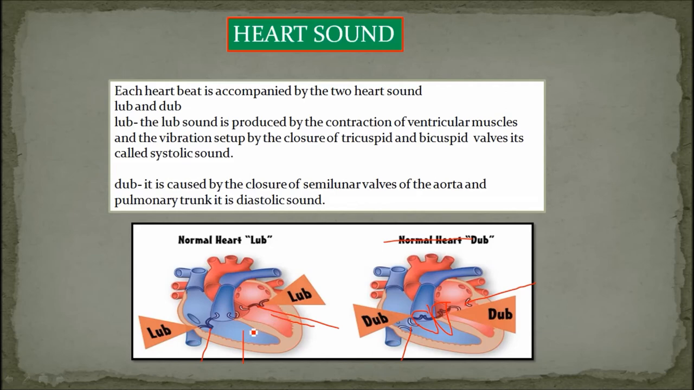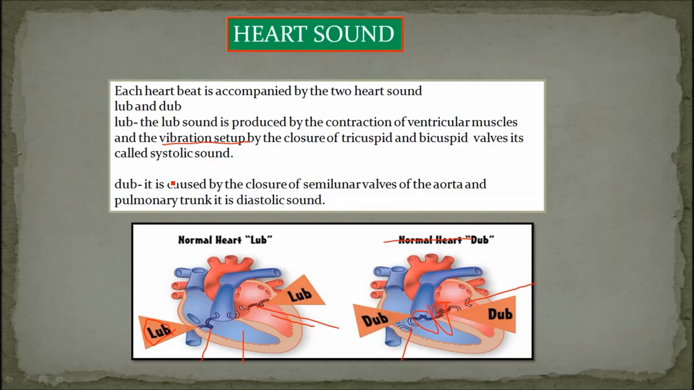Automatically, these two valves are closed. When the two valves close, that is the time the vibration is set up, and one of the vibration sounds arises. That is known as lub. Clear? Lub means the closing of the bicuspid and tricuspid valves, or the contraction of the ventricular muscles, and the vibration set up by the closure of the tricuspid and bicuspid valves. So that is a systolic sound, meaning the ventricular systole sound.